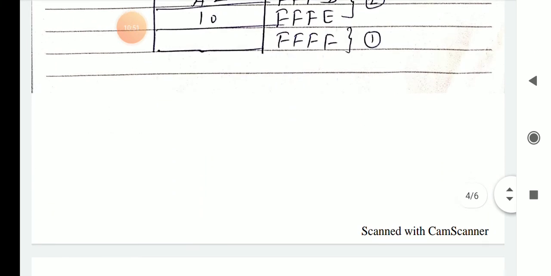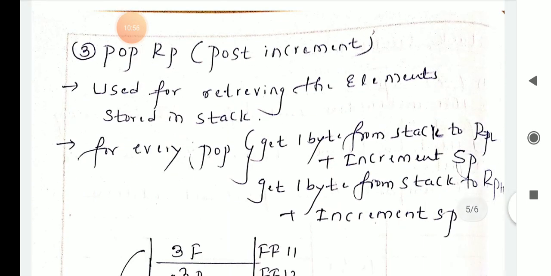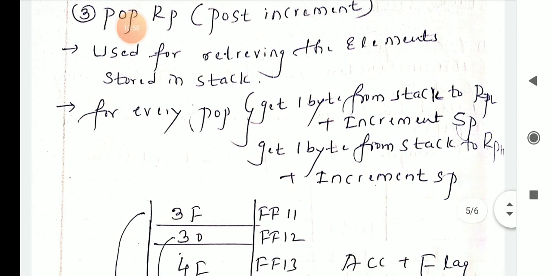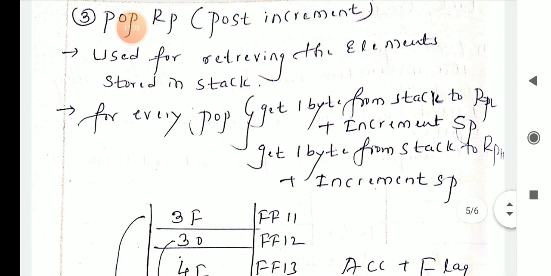Next we will discuss the POP instruction. So what is POP? POP RP, post-increment. What do you mean by this? It is used for retrieving the elements stored in the stack. For every POP, get 1 byte from the stack to RPL, plus increment the stack pointer. So every time you remove 1 byte from the stack to the RP low bit, then you increment the stack pointer.